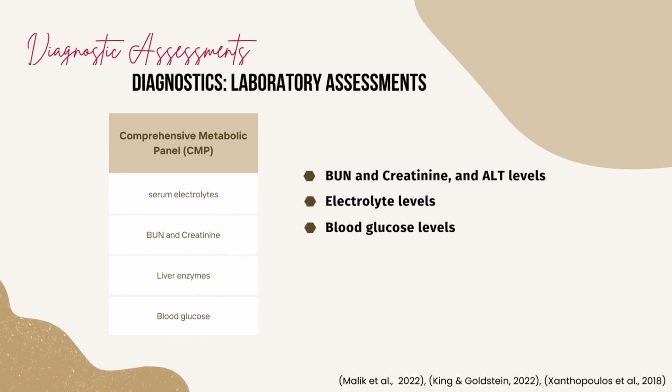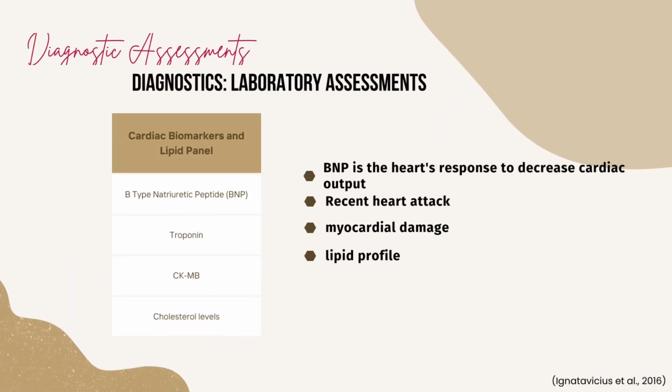A CMP can check BUN and creatinine elevations and ALT elevations to determine renal and liver impairment due to decreased perfusion to these organs caused by heart failure. It can also assess electrolyte balance that may be altered due to fluid retention or metabolic dysfunction. Glucose levels are checked for the possibility of diabetes mellitus, which can amplify the complications.